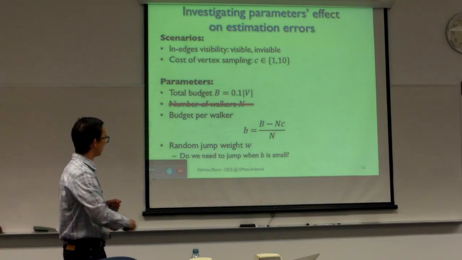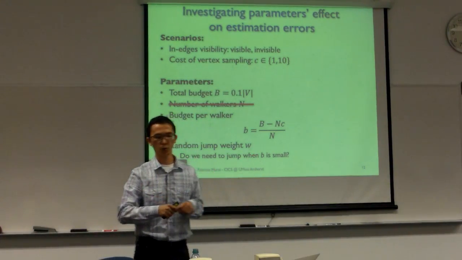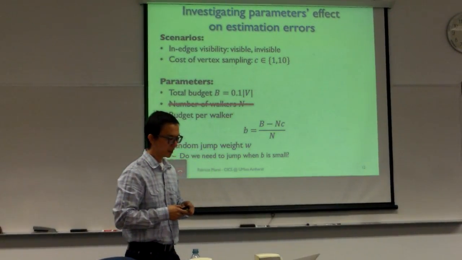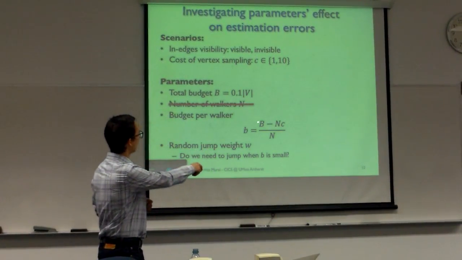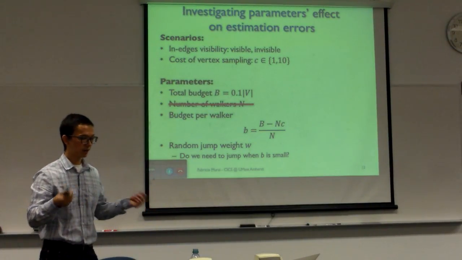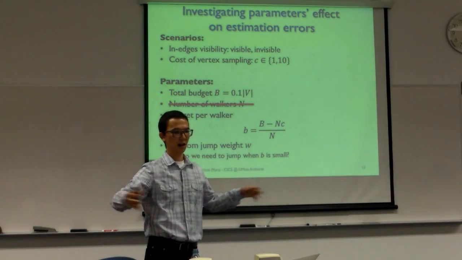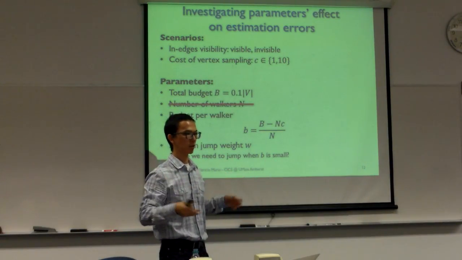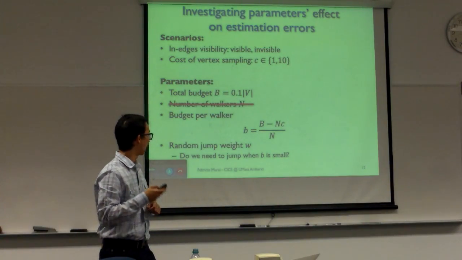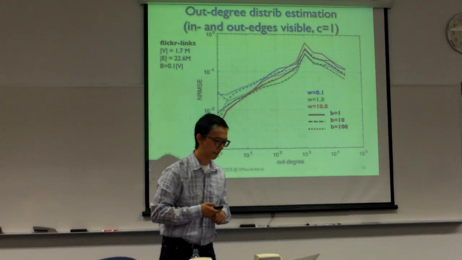And the last parameter is the random jump weight, W. The larger the W, the more likely we are to perform random jumps. At the beginning, we thought that maybe if you use small B, or equivalently a large number of walkers, then you're not going to need to perform random jumps, right? Because it's already going to cover possibly multiple connected components of this graph when you initialize walkers at random. But it turns out that this is not the case, as I'm going to show you in this next slide.